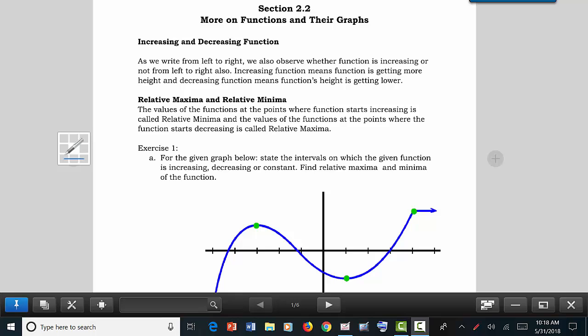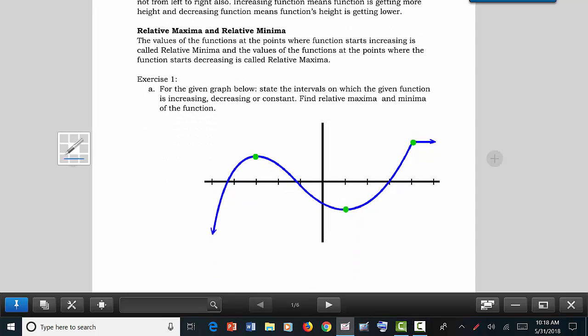Hello class. Today let's go over a few problems from section 2.2. Now exercise number 1A. It is asking in which intervals the function is increasing, decreasing, and remains constant.